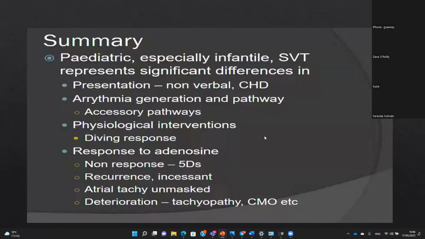So in summary, we spoke today about pediatric paroxysmal SVT, and especially the presentation in infants, as it's very challenging as the child is not verbal and has very subtle symptoms like being not right or poor feeding. We covered arrhythmia generation and the accessory pathway, which will cause SVT with aberrancy, the physiologic interventions like the modified Valsalva and the diving response in children, and response to adenosine.